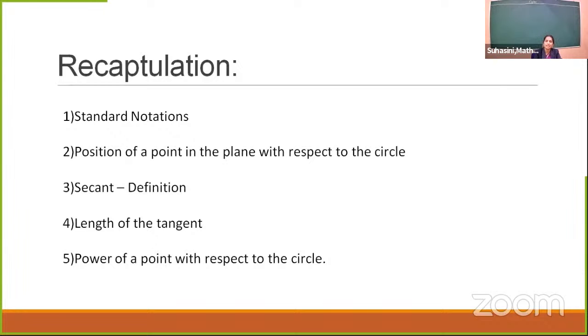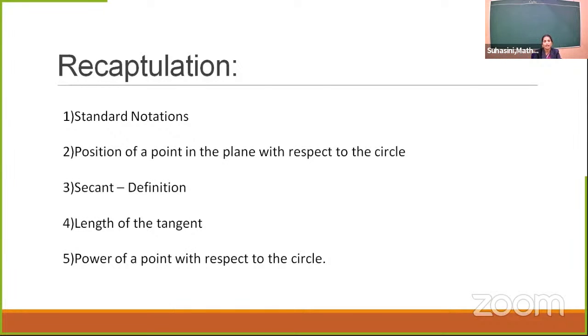And we also discussed that S1 is a linear equation in x and y. So, its geometrical representation would be a line. Whereas S11 is a magnitude, is a number, is a quantity. And we also discussed the position of a point in the plane with respect to the circle.